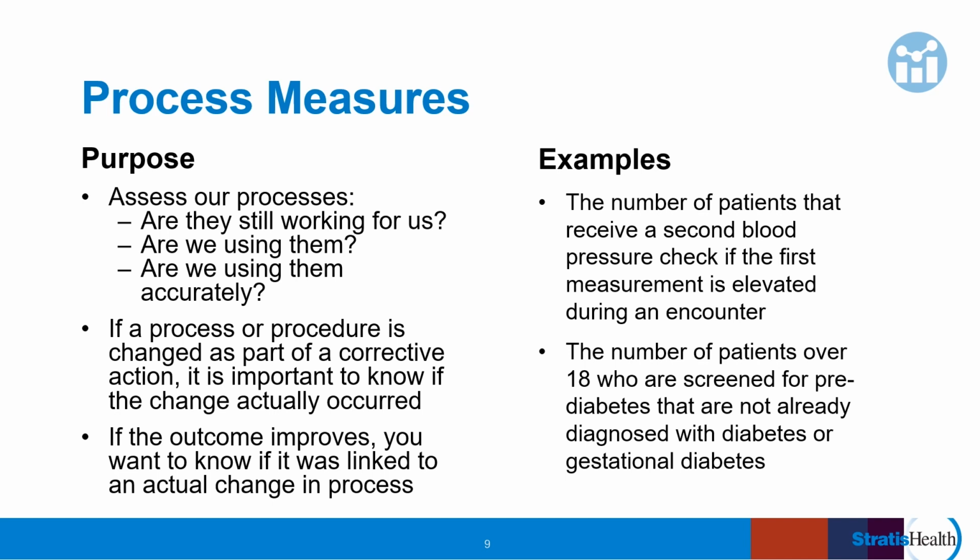Consider how these process measure examples may help inform quality improvement work. The number of patients that receive a second blood pressure check if the first measurement is elevated during an encounter. The number of patients over 18 who are screened for prediabetes that are not already diagnosed with diabetes or gestational diabetes.